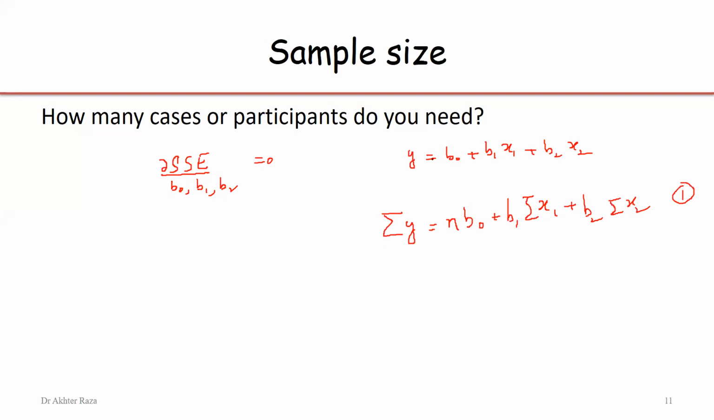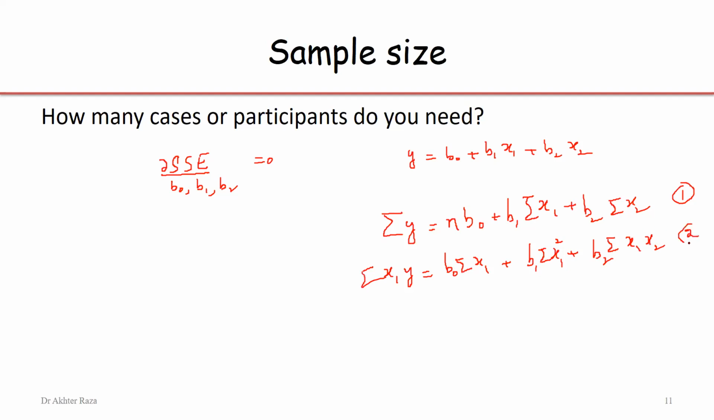x1 is your first predictor. Multiply the whole equation by x1 and then apply the summation. This will become summation x1y is equal to b naught summation x1, plus b1 summation x1 multiplied by x1, which becomes x1 square, plus b2 summation x1 multiplied by x2. This is called the second equation.